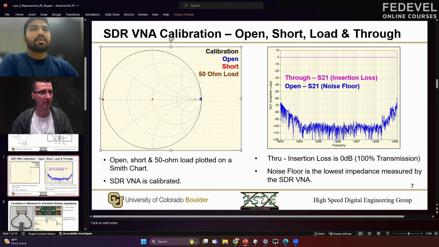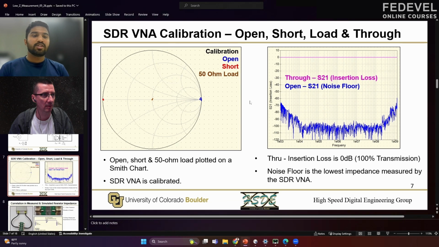Okay, I'm curious. So, the open, we expect the open to have a reflection coefficient of 1, and a short to have a reflection coefficient of -1, and a 50 ohm load to show the match load. And that is exactly what we see. So now we know for sure that our VNA is calibrated.